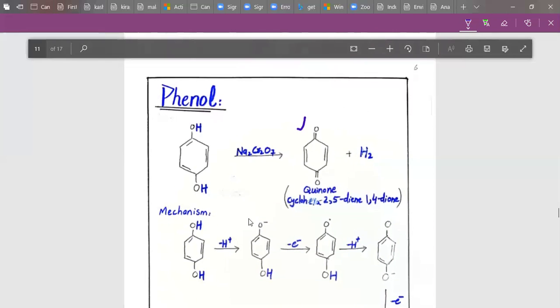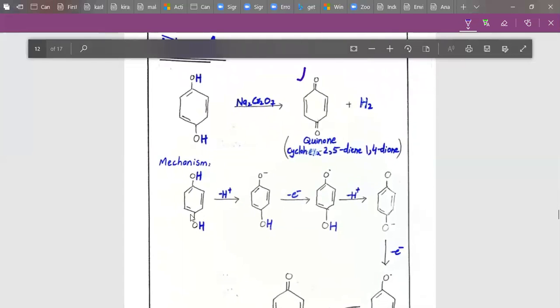Here I discuss its mechanism. Firstly, when phenol reacts, this hydrogen is removed. When this hydrogen is removed, the negative charge is present on the oxygen. After that, the electron is removed from the oxygen atom and the radical sign is present on oxygen. The same as again, the hydrogen is removed at this position, and when hydrogen is removed, the negative charge is also present at this point.